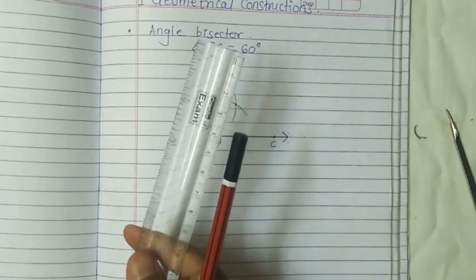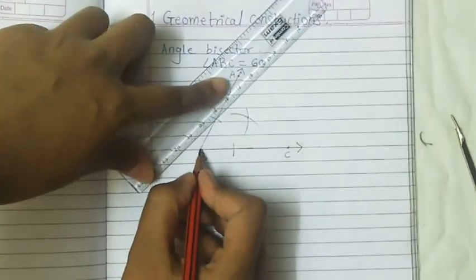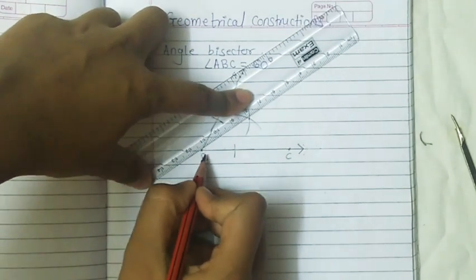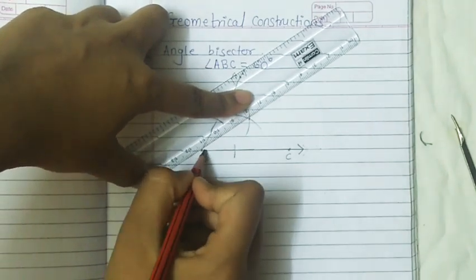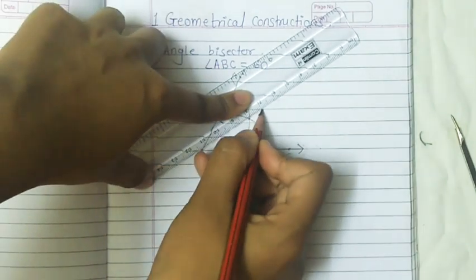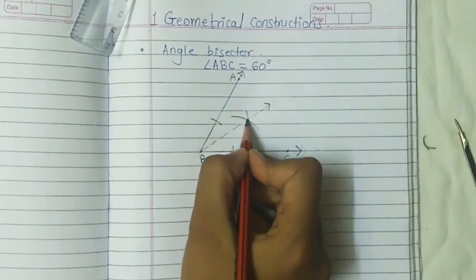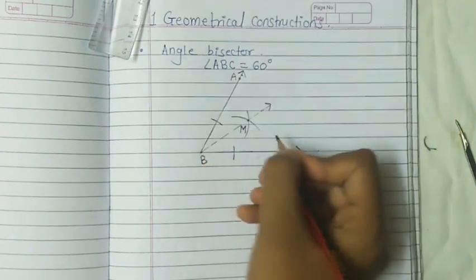After that, with the help of scale, we are going to draw a line from vertex B. See here, keep your scale properly, okay? And draw a dotted line. And the point which we get here, we name it M.